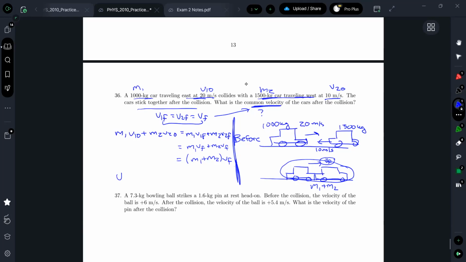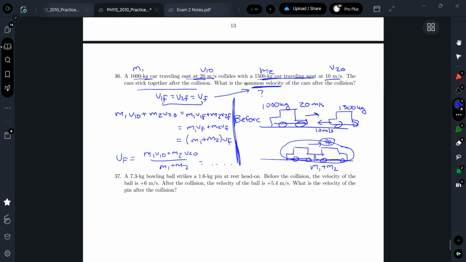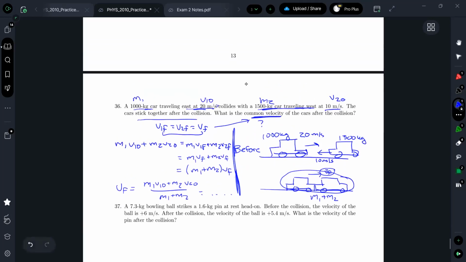Okay, what is the common velocity? VF is (M1 V10 plus M2 V20) over (M1 plus M2). Just skipping the algebra again. And if you put whatever in, you will get that answer, including the correct sign, assuming you accounted for them correctly here. This was east, so it's a positive velocity. This one was west, it's negative. If you do that, you will get a positive or negative answer, and that will tell you whether the overall motion is to the east or to the west, which car won the collision, I guess. Okay, so that's 36, and I think the last one was 38.